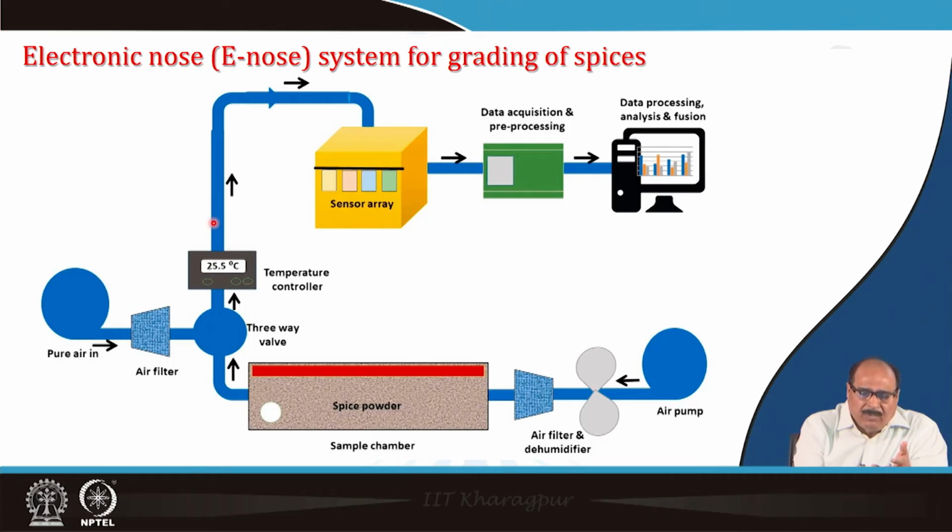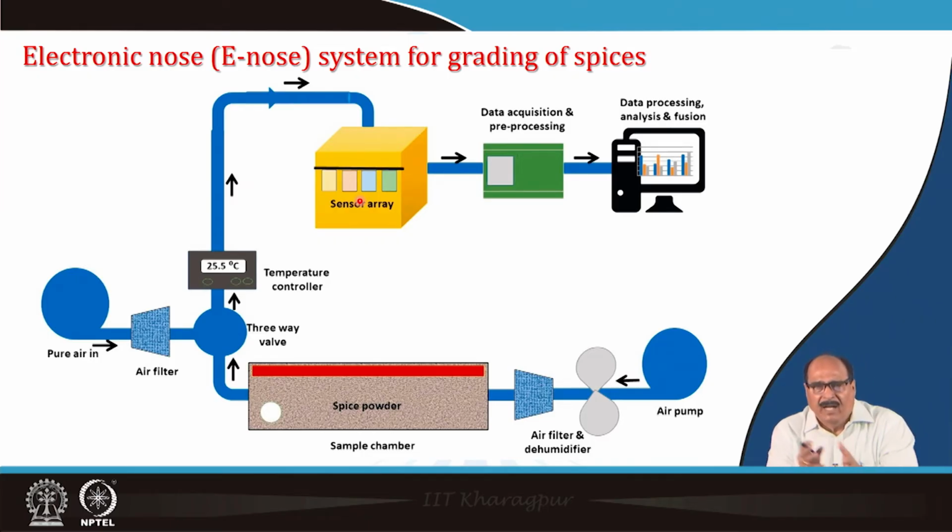So, the volatile flavors come, and these sensors sense these volatile products. Again it sends the signal to data acquisition and pre-processing, and finally analysis and fusion. On the basis of that, using either PCA or other software, you can grade the differences.